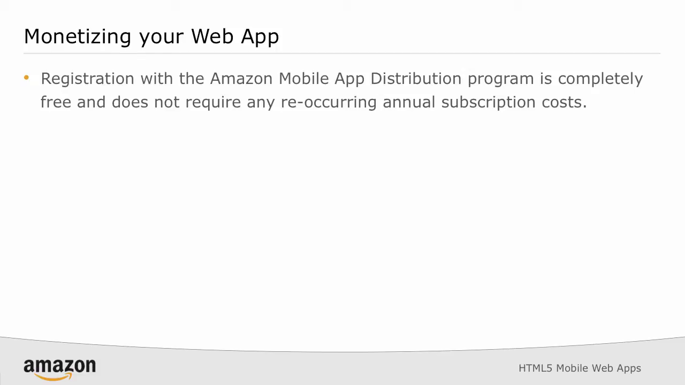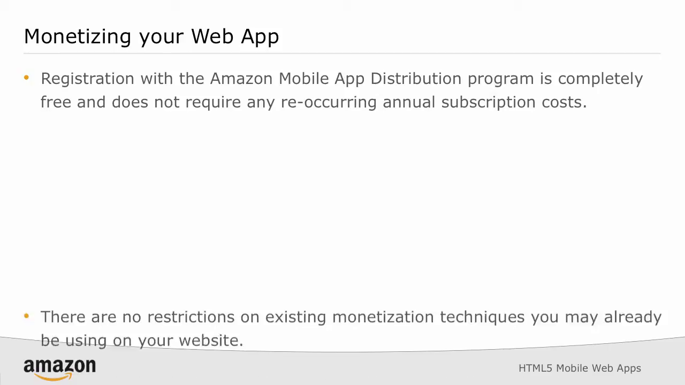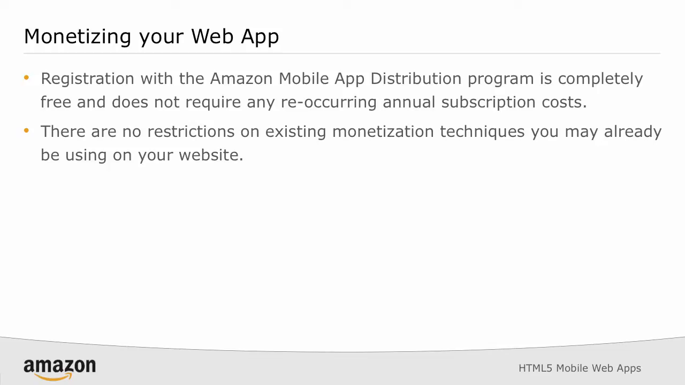Monetizing your web app is free, as are all registrations with the Amazon Appstore. You simply go to developer.amazon.com. You can set up an account, and there are no annual subscription costs. There are also no restrictions on any kind of monetization techniques you're currently using on your mobile website.